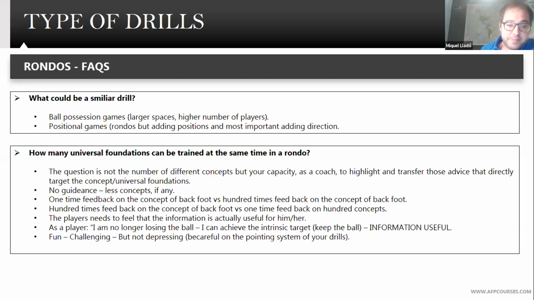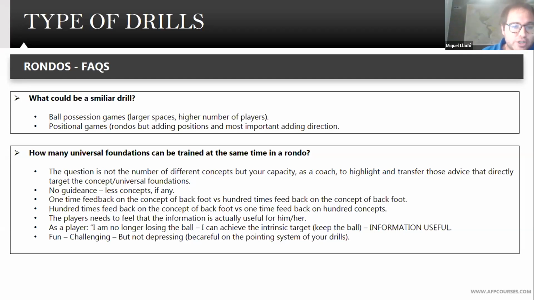The relationship in the last bullet is actually very important. It needs to be fun. If it's fun, then you have to make it challenging. Fun and challenging is the best combination, but not depressing. I mean, also be careful with the pointing system of your drills. If a team is very good at keeping the ball and the two defenders are already 20 points down, what is going to be their motivation to really keep working on what you are telling them to do?